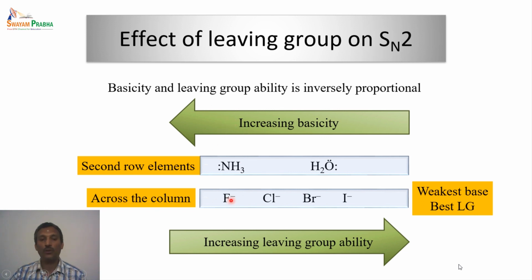When we talk about the same thing across the column, that is fluoride, chloride, bromide, and iodide, the weak base is the best leaving group. In other words, iodide is the best leaving group because this is a weak base.